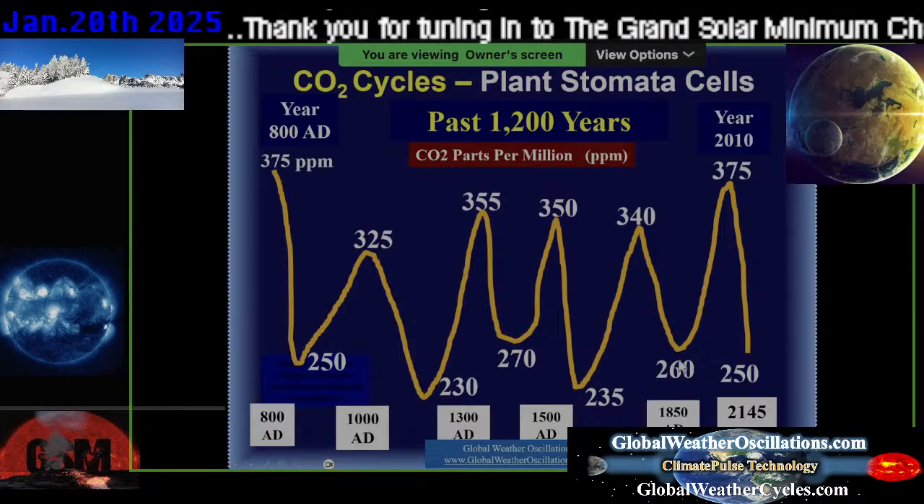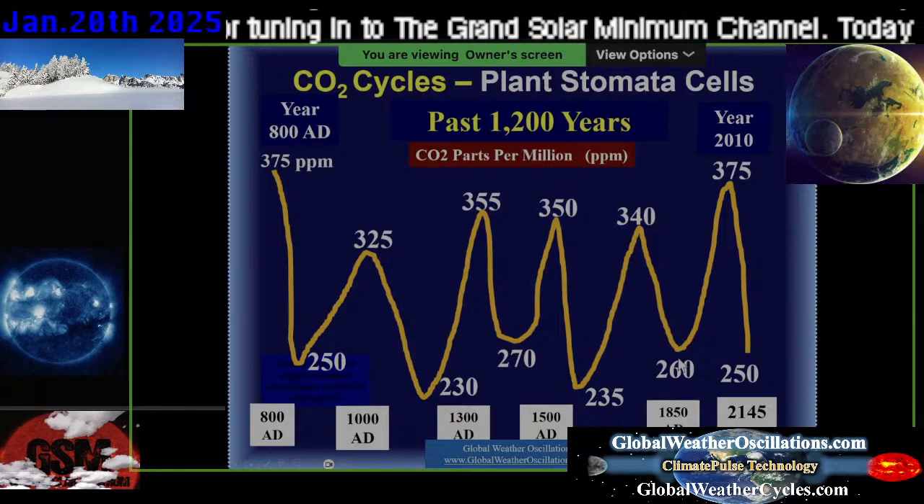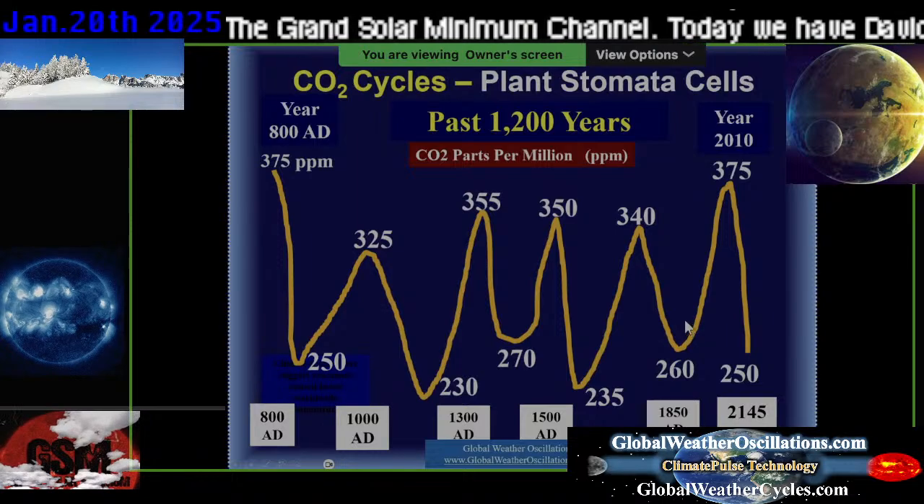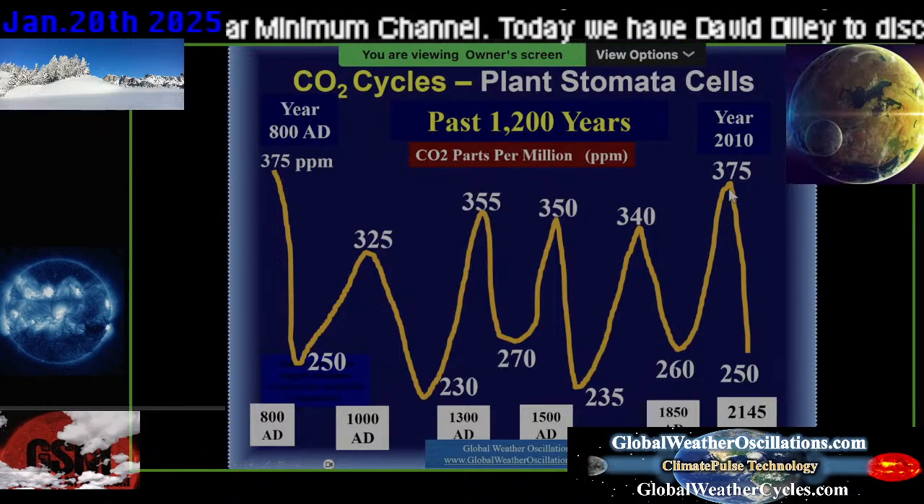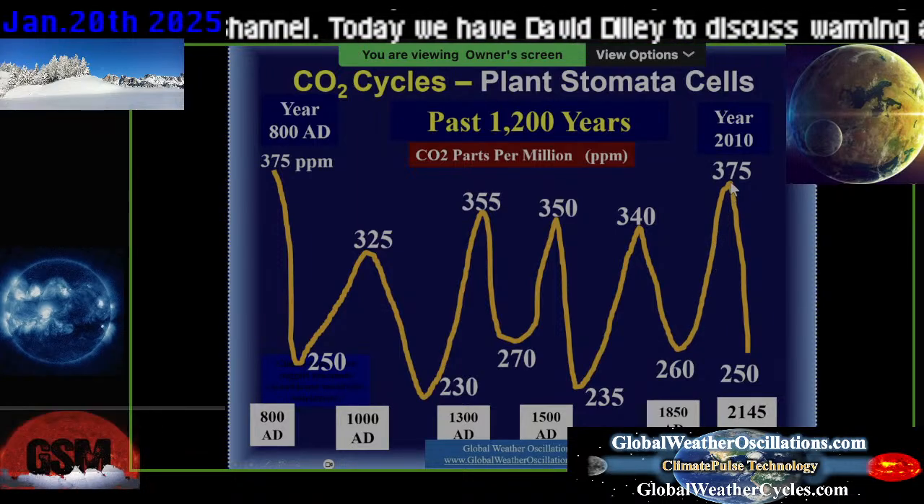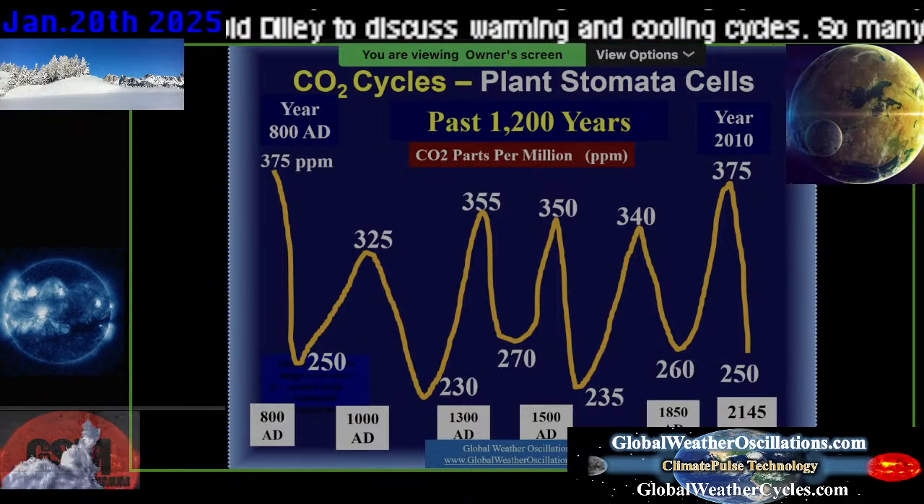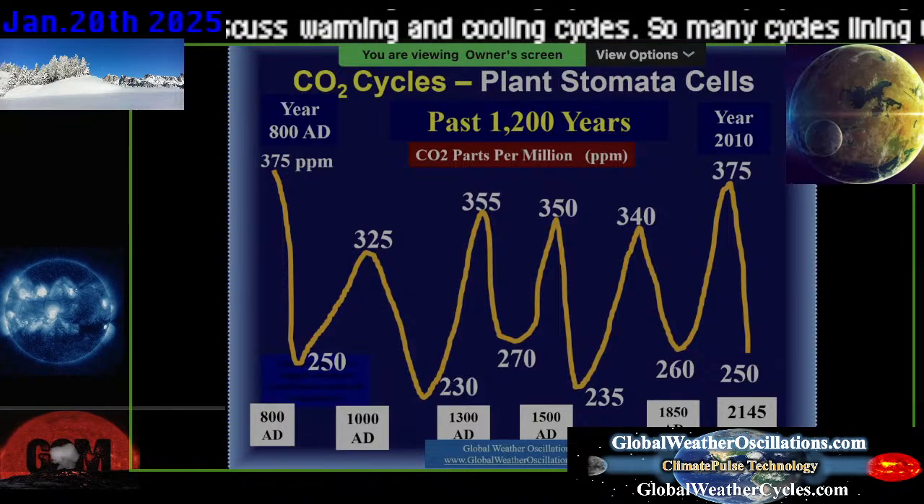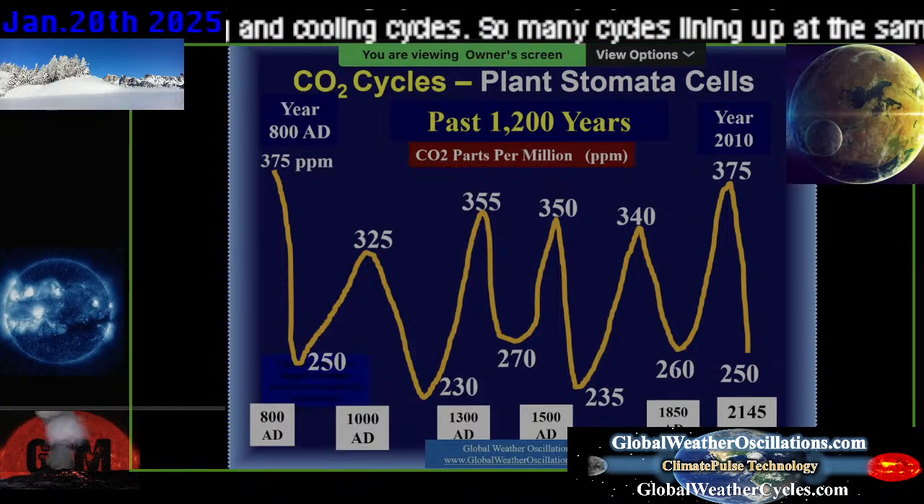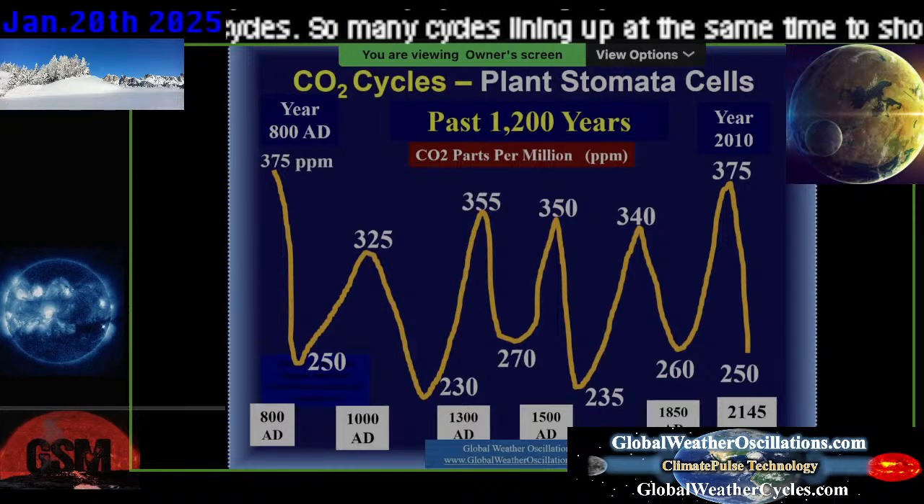And this is what the government agency said. It was 260 parts per million. But the plant stomata says that in 2010, it was up to 375. But the government says before the industrial age, we've never been above 300. Well, that's false.